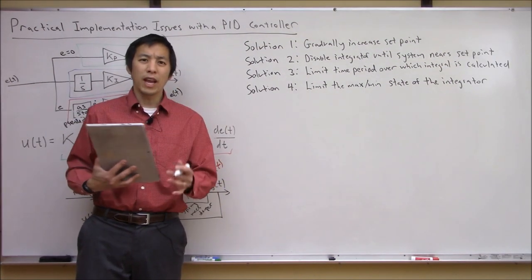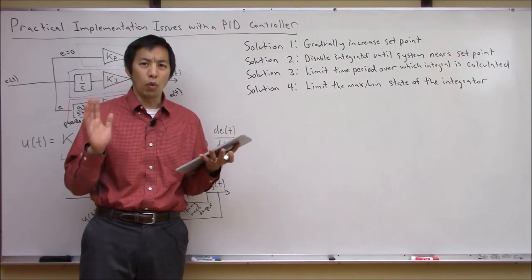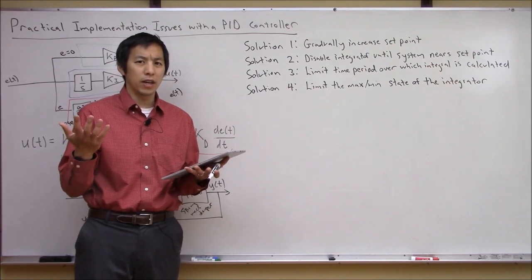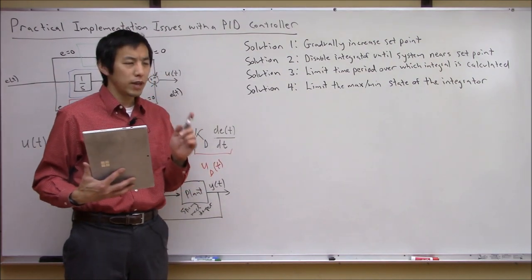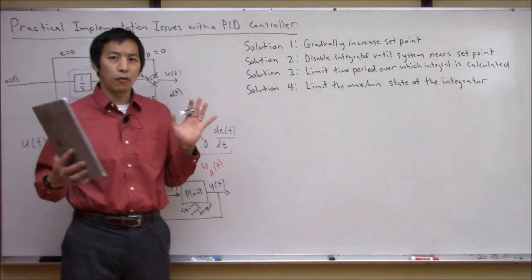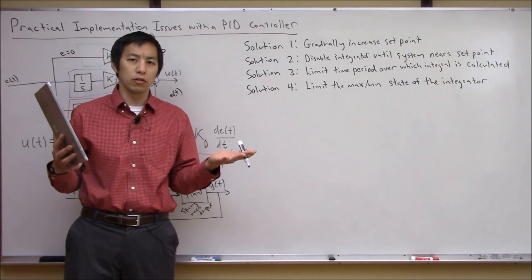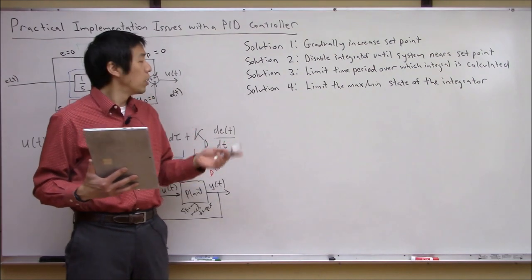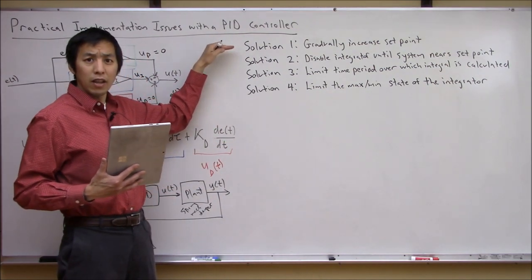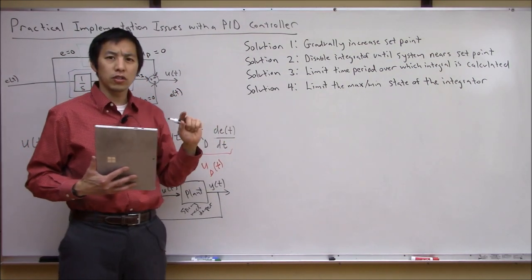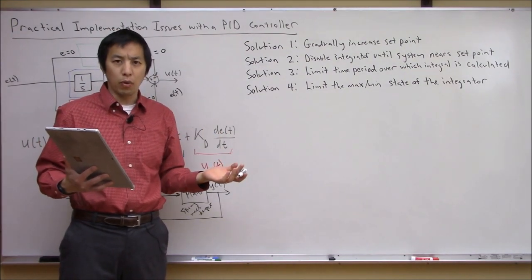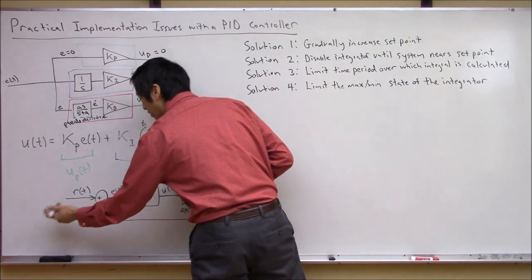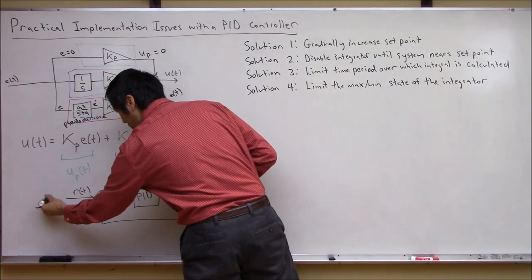All right, so now that we have a pretty good feel of what the integrator does and where it can go wrong, let's think about how we can address some of these issues. What I want to do now is walk through four potential candidate solutions to fix this problem of integrator windup. The first one is the idea of just gradually increasing the set point. So what do we mean by that? We saw earlier that if this reference signal was a sharp step, right?